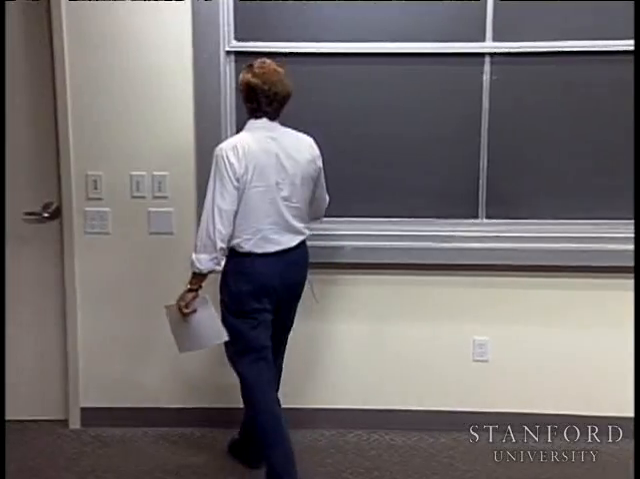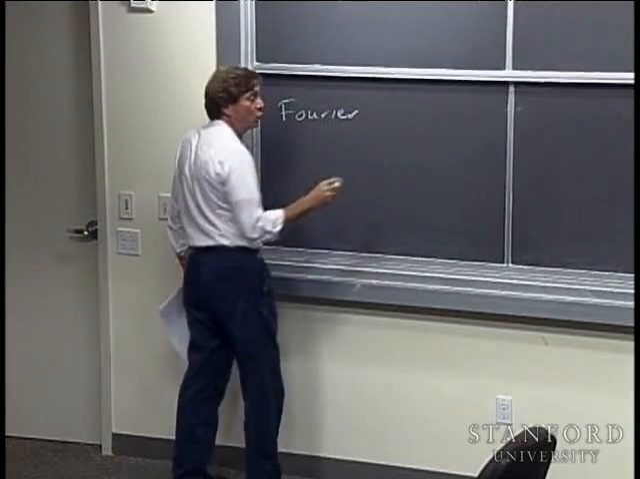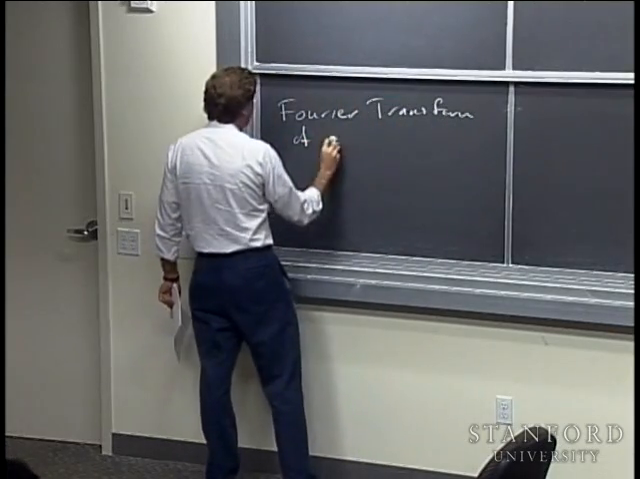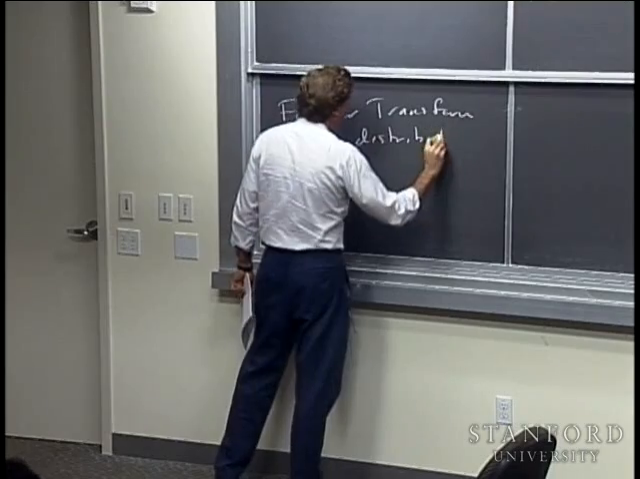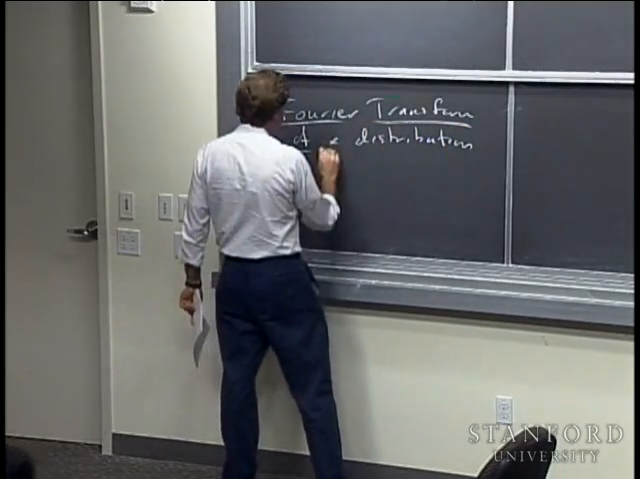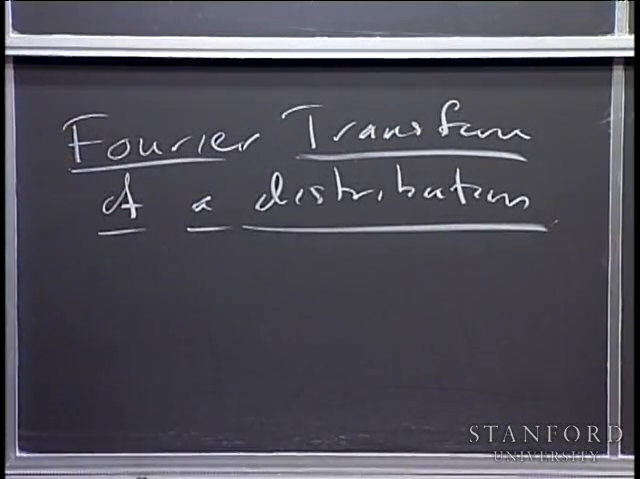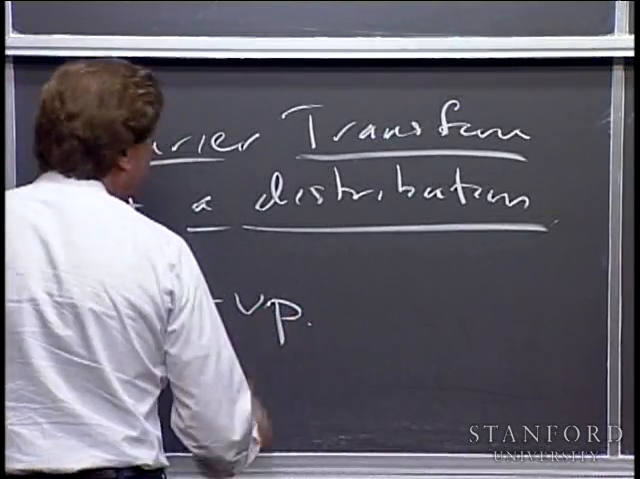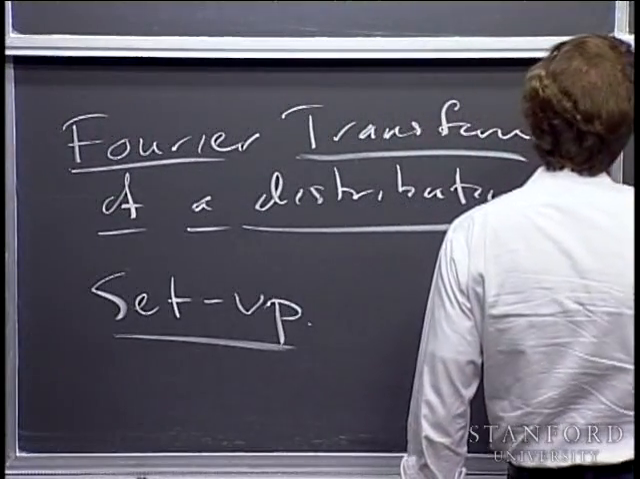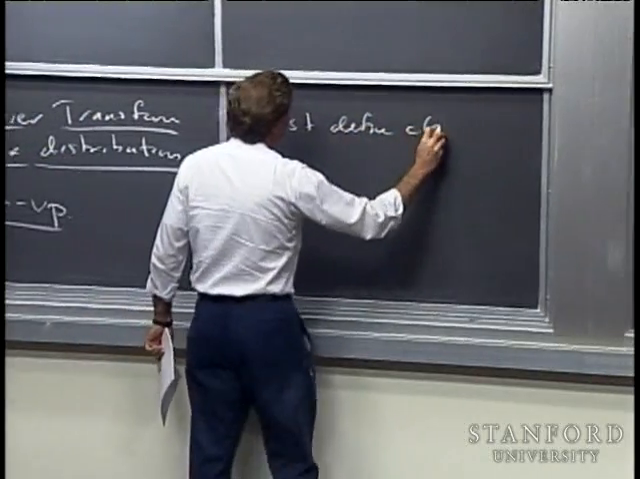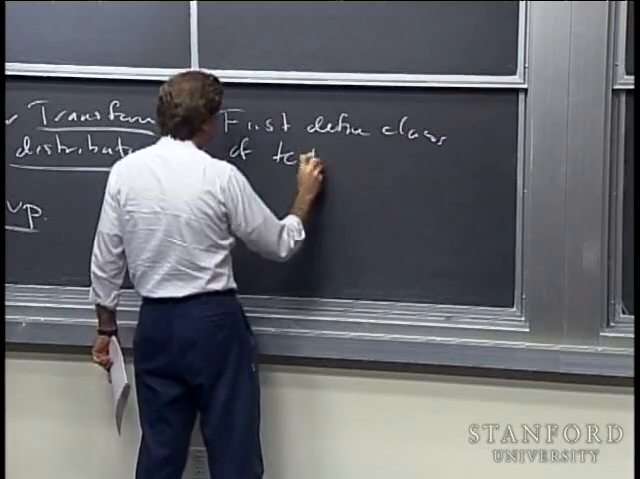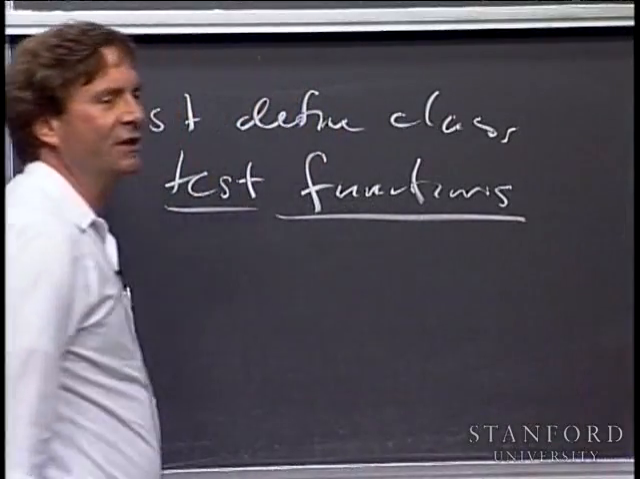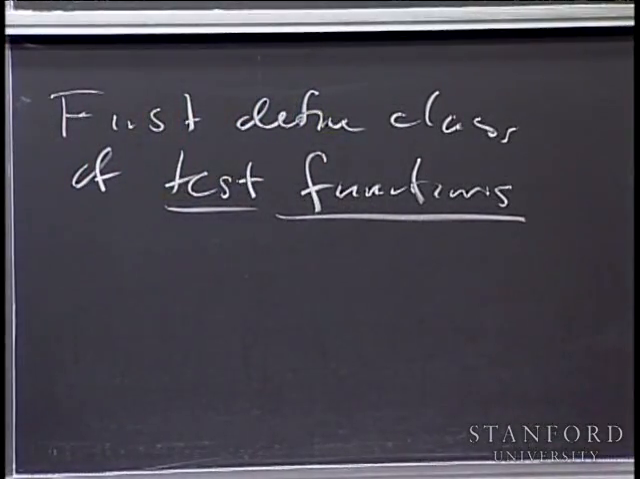So I want to talk today about the Fourier transform of a generalized function or a distribution. Let me remind you, first of all, what the setup is, what goes into this. To define a distribution, you need first of all a class of test functions. So the setup is you first have to define a class of test functions or test signals that usually have particularly nice properties for the given problem at hand. And it can vary from problem to problem.